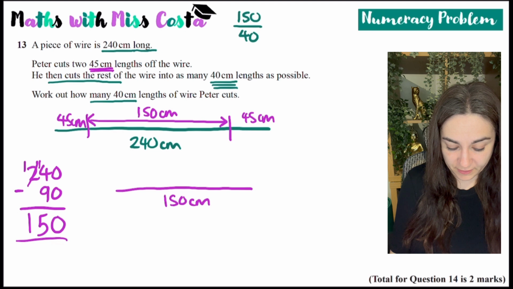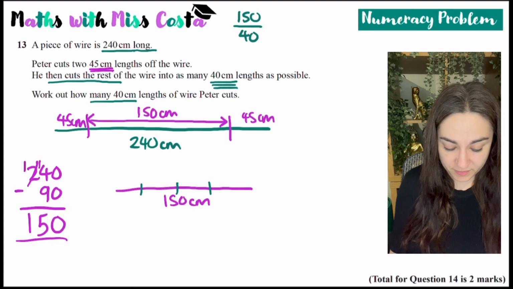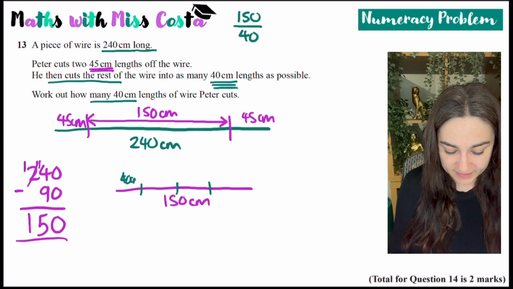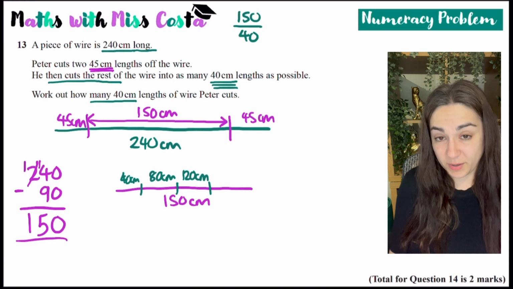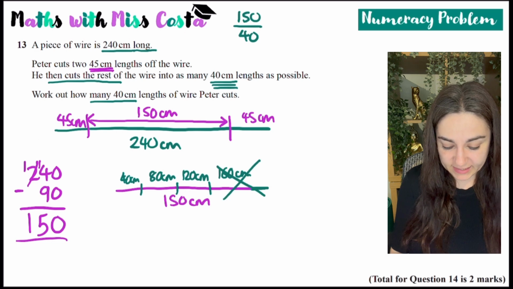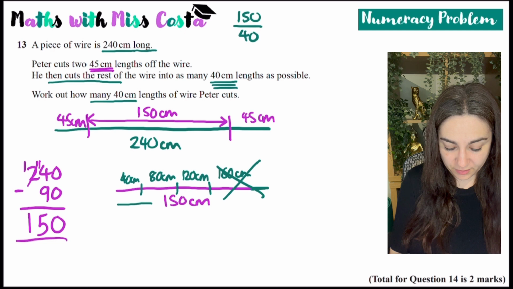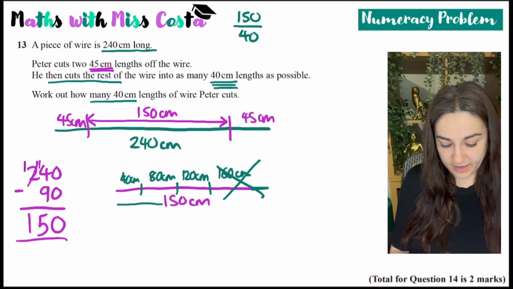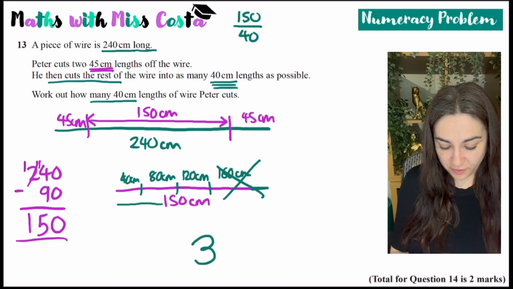Because you're trying to figure out how many lots of 40 fit into 150, or you could count up in 40s. So that's 40 centimetres, plus another 40 is 80 centimetres, plus another 40 is 120 centimetres, plus another 40 would be 160 centimetres, but that means you need an extra 10 centimetres. So we can't have that extra bit. So there's only going to be 3 full lengths of 40 centimetres. So he can cut 3.